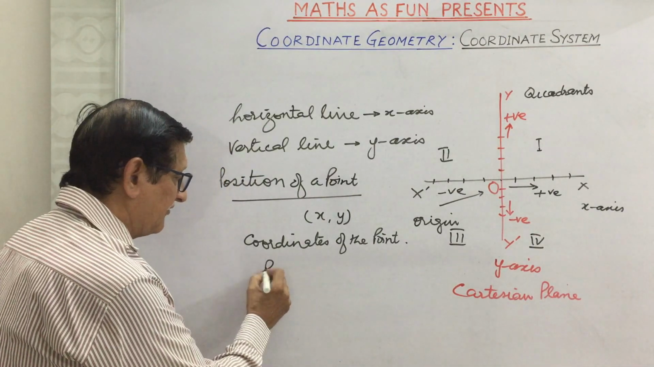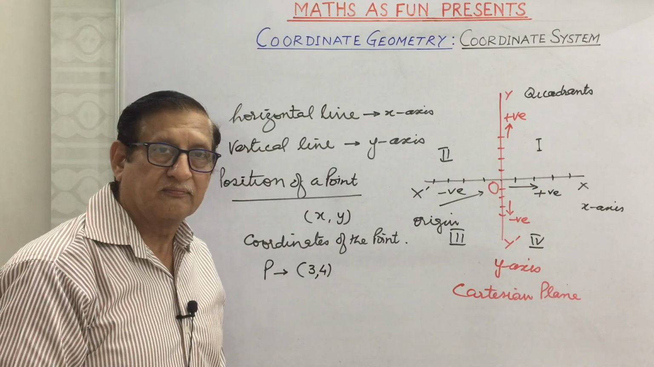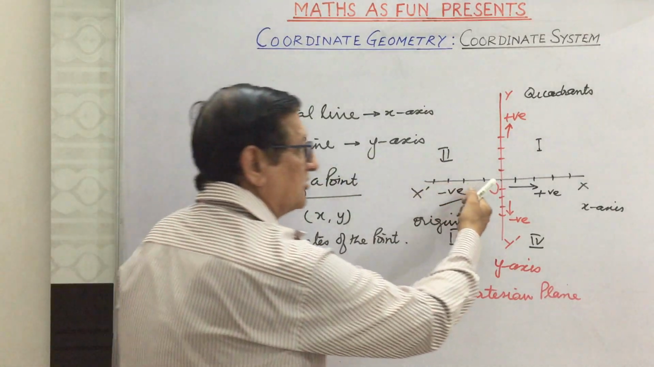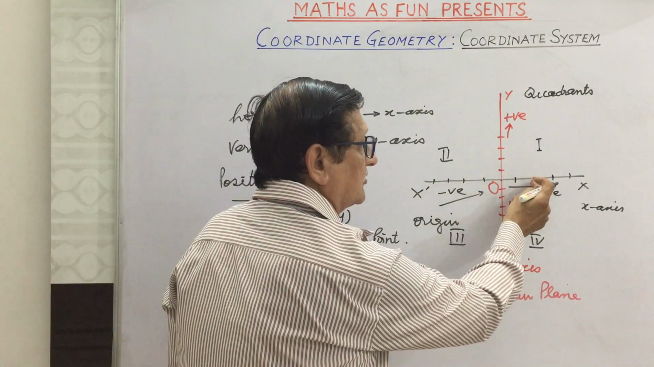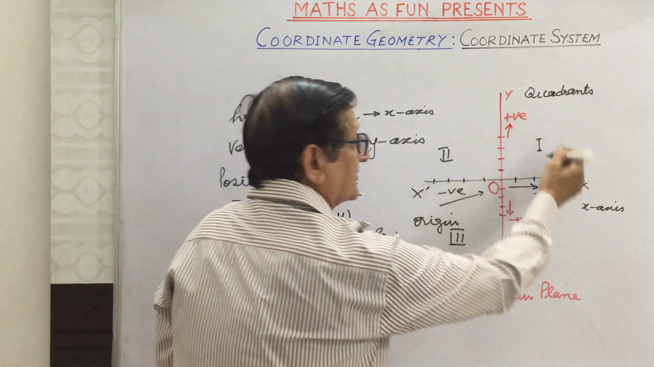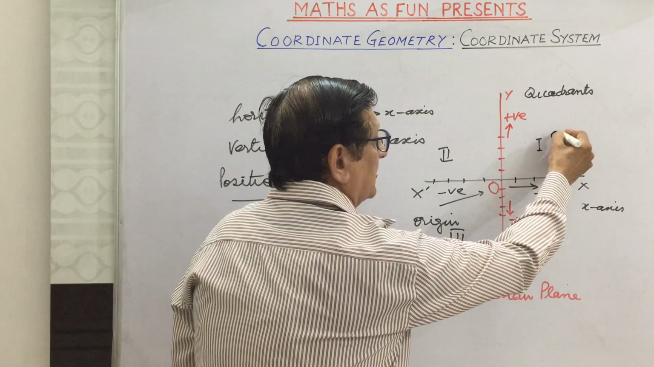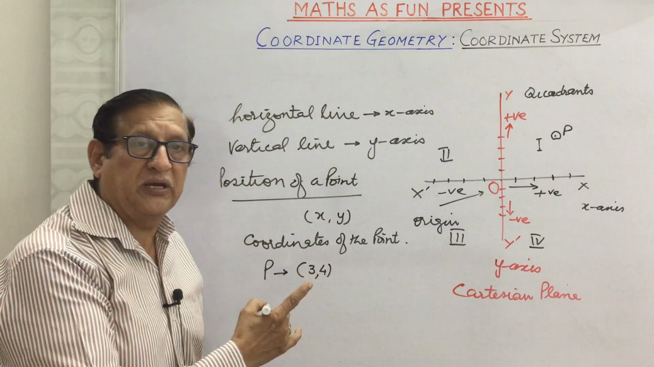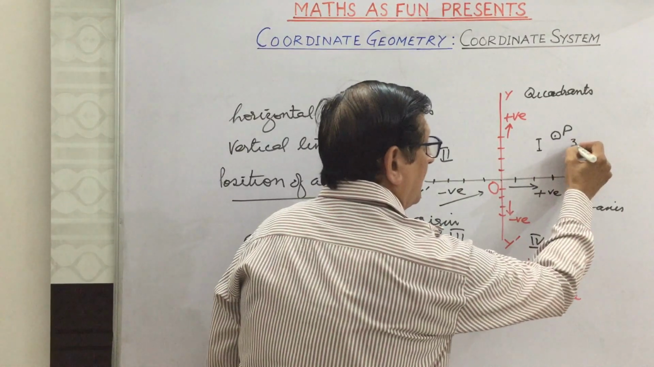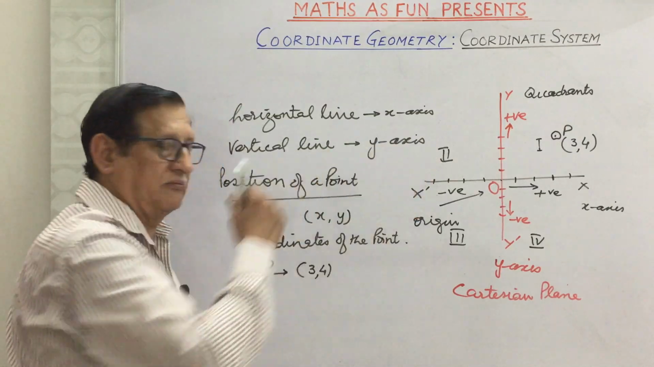Like suppose we have been given a point P, the coordinates of this are 3, 4. Then this distance 3 is to be measured from the origin along the x-axis. There is 1, 2, 3, here it is. 4 is the distance to be taken along the y-axis from here, that is 1, 2, 3, 4. So we can mark the point P here. This is the point P, and the coordinates of this are 3, 4. This is a pair which is representing the position of point P.